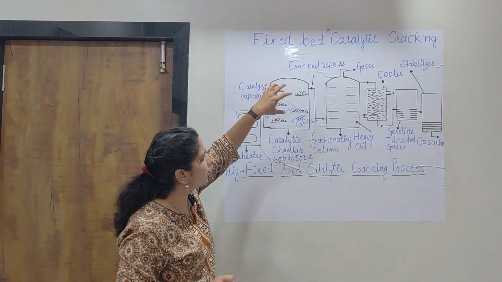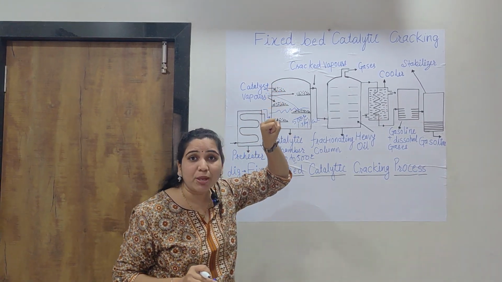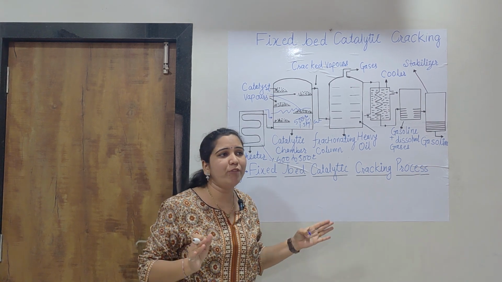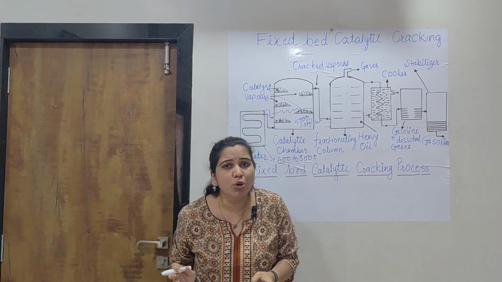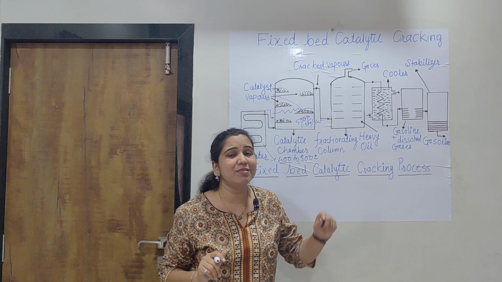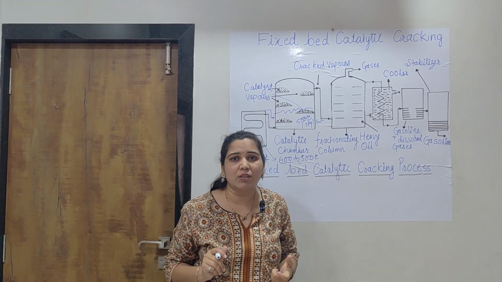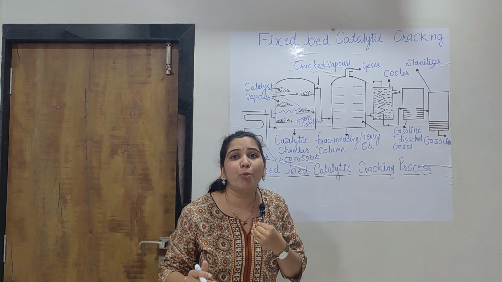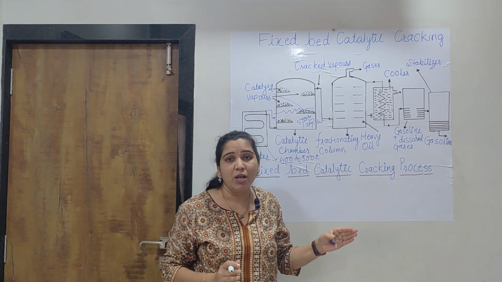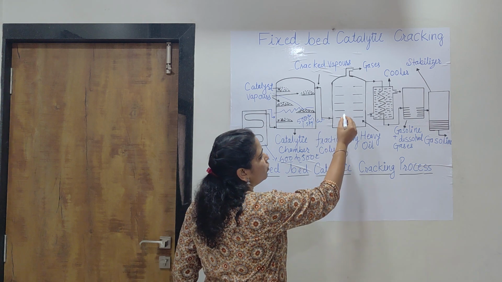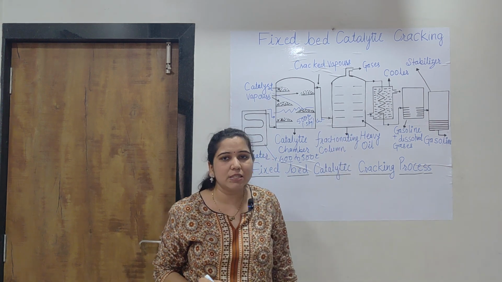So in this particular compartment, the catalytic chamber, the process of cracking occurs. That means higher molecular weight hydrocarbons are converted into lower molecular weight hydrocarbons in this chamber. Once they are formed, they are still in a mixture, though there is a formation of product. So that mixture must be separated. For that it is provided to the fractionating column, which is the very next compartment.